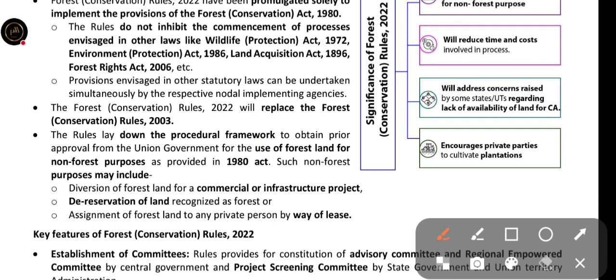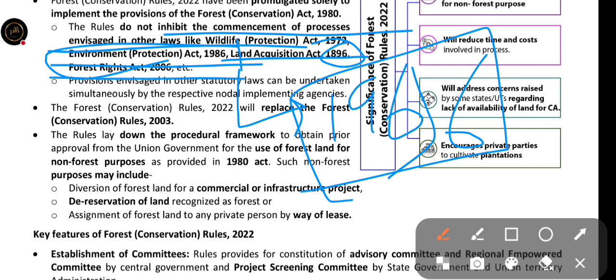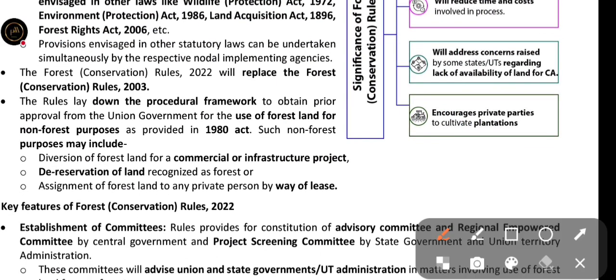Okay, the rules do not inhibit the commencement of processes envisaged in other laws like the Wildlife Protection Act 1972, the Environment Protection Act 1986, the Land Acquisition Act, and the Forest Rights Act. Here the Land Acquisition Act is not 1896 but 1996. Okay, so you should remember this. And lastly, the Forest Rights Act 2006, etc. Provisions envisaged in other statutory laws can be undertaken simultaneously by the respective nodal implementing agencies.